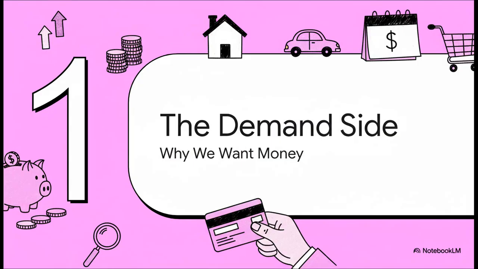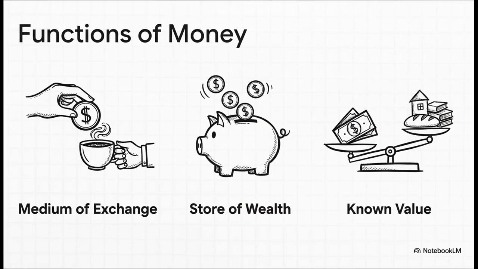Okay, so to figure out how this price gets set, we have to look at it just like any other market. And that means it has a supply side and a demand side. So let's start with demand. Why do we, as people, as businesses, why do we want to hold on to money in the first place? Well, it really just boils down to a few core reasons.